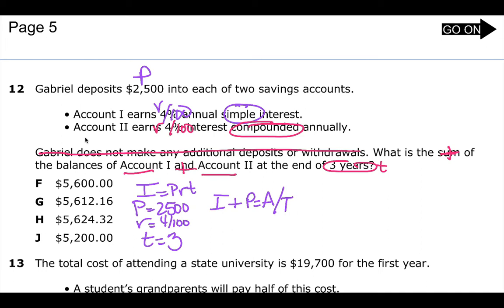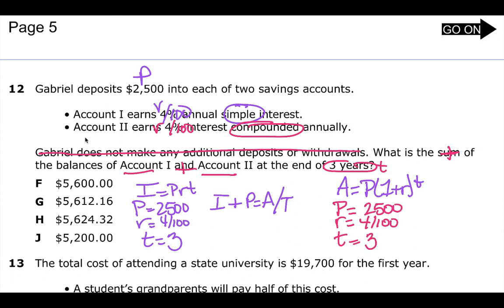Okay. You want to do compounded? So that would be A, because we want all. It's all the same principal and the same rate. Yes. So which is P times 1 plus R to the T power. And our P is still 2,500. And our rate this time is still 4%. 4% still. We got it easy. And our time is still 3. The only difference is simple and compound.